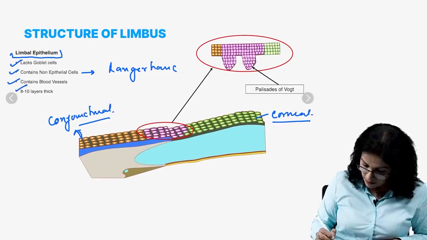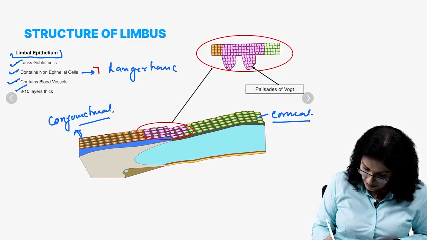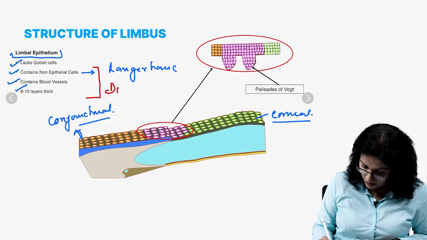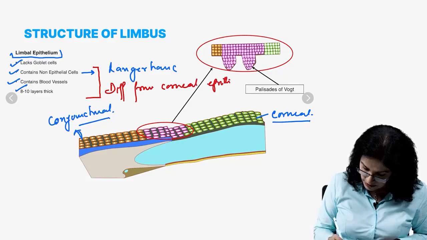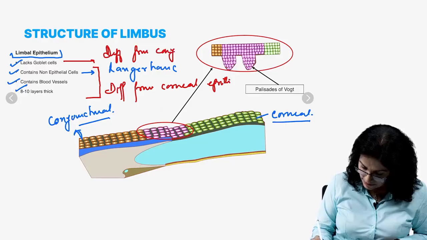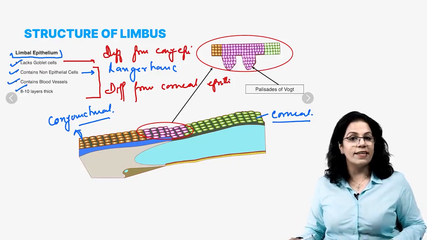From conjunctiva, how is it different? It lacks goblet cells. From corneal epithelium, how is it different? It is more multi-layered. It has some non-epithelial cells also. It has blood vessels also. So all these three points are the difference from corneal epithelium. And the first important point is how it is different from conjunctival epithelium. I think it's not difficult. We come to the next part.